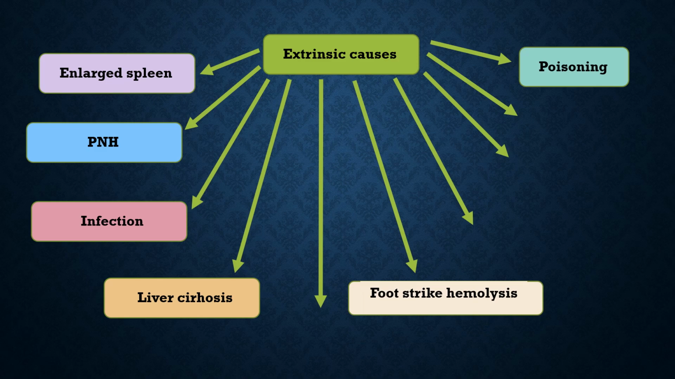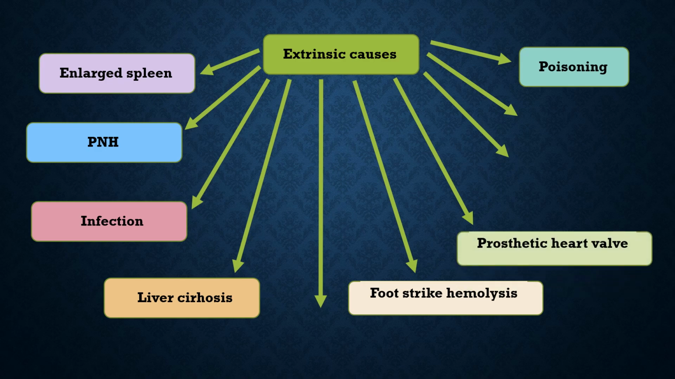Next, foot strike hemolysis. It actually happens in the case of athletes, basically the runners. They are affected mainly. It is caused by destruction of RBC in the foot due to overuse of the foot. Next comes prosthetic heart valve. Low-grade hemolytic anemia occurs in 70% of prosthetic heart valve recipients, okay? And severe hemolytic anemia occurs in only 3% of cases. So, low-grade 70%, severe 3%.